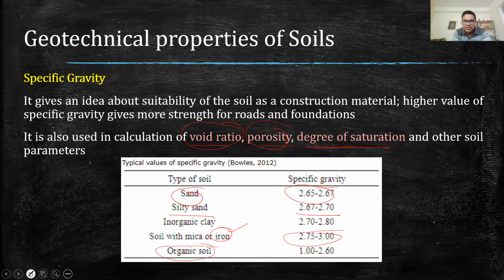Similarly, organic soils are generally not suitable for the foundation, and here you can see the specific gravity varies between 1 to 2.6. So generally we don't construct structures in the organic soil because they are not suitable for foundation construction. So that is the first property, specific gravity of the soil.